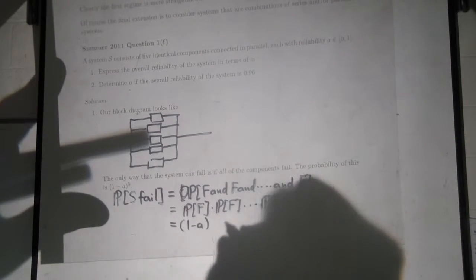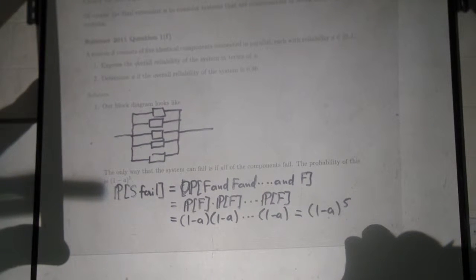So this one failing is 1 minus A times 1 minus A times 1 minus A, 5 times. What do you call it when you multiply 1 minus A together 5 times? Power of 5. So that's the probability of it failing.